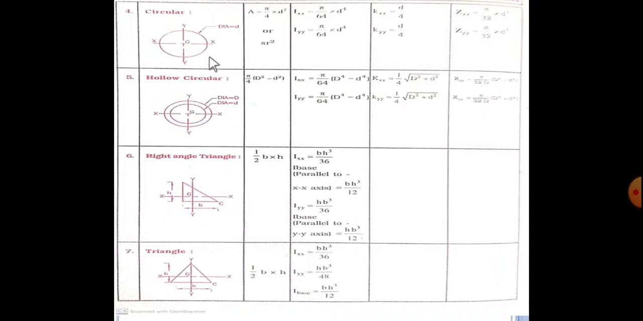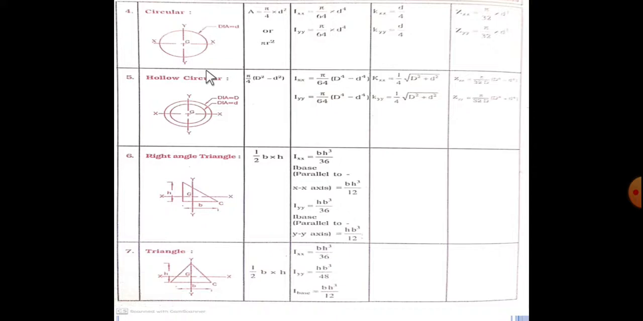Again, the most important, circular section. Ixx is equal to pi by 64 d raised to 4, and Iyy is again equal to pi by 64 d raised to 4. Hollow circular section, so Ixx is equal to pi by 64 D raised to 4 minus pi by 64 d raised to 4. For both the axes, the same equations are there.